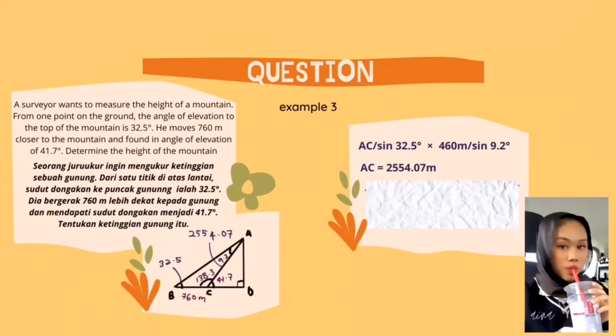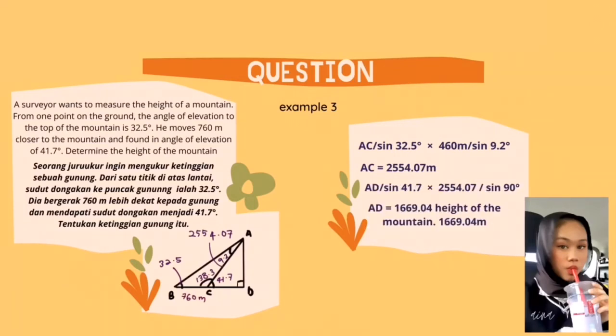Now that we have the length of AC, we can find the length of AD by using the sine rule formula, because on angle ADC, we already have 2 angles and 1 length. So we're going to start by substituting the values into the sine rule formula. AD over sine 41.7 equals 2554.07 over sine 90. After we calculate it, we know that the length of AD is 1669.04 meters.